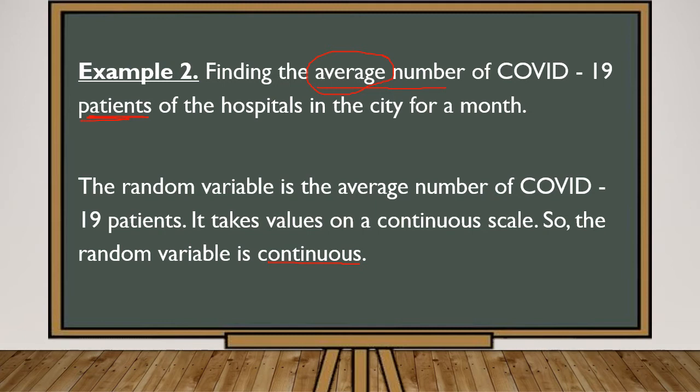So the random variable is the average number of COVID-19 patients. It takes values in a continuous scale because it can take values between two numbers. So the random variable is continuous. But if you are asked, without the word average, the number of COVID-19 patients, then the random variable is discrete because it is limited in nature and you can count them.